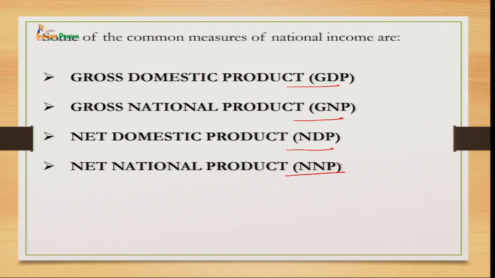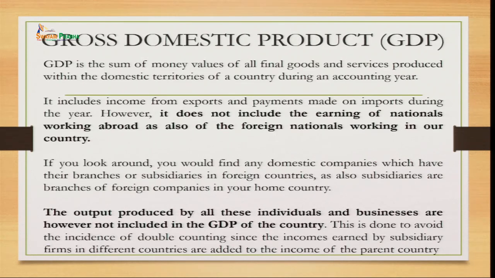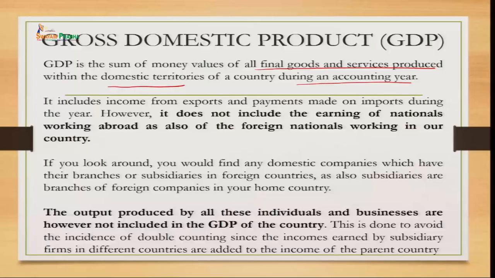Now what is GDP? GDP is usually called gross domestic product. Gross domestic product is the money value of final goods and services produced within the domestic territory. The important thing to remember here is that we take only the final value of those goods and services which are produced within the domestic territory of an economy during an accounting year. In this GDP, we include the income from export and payment made on import. We also take into account the difference between import and export.